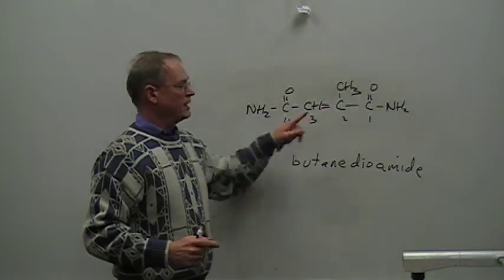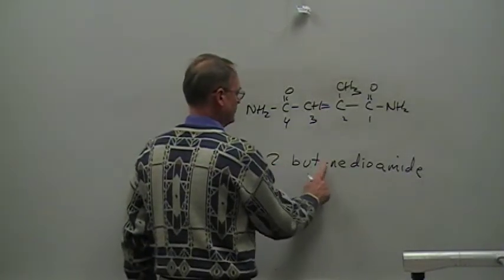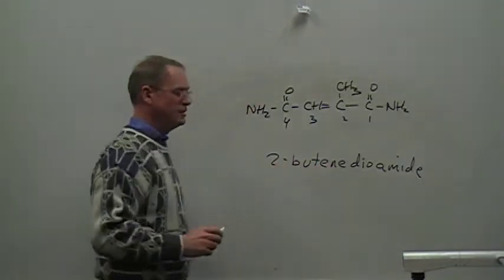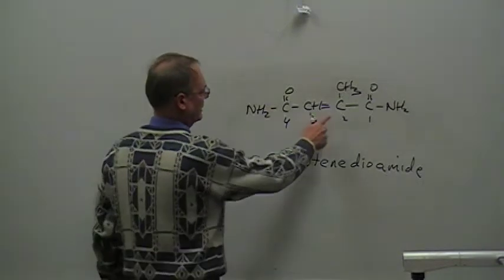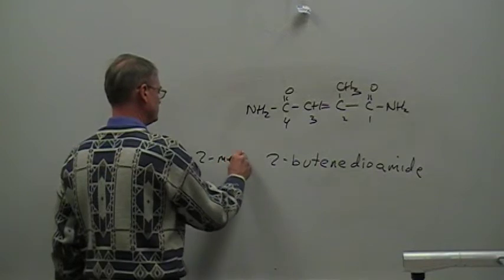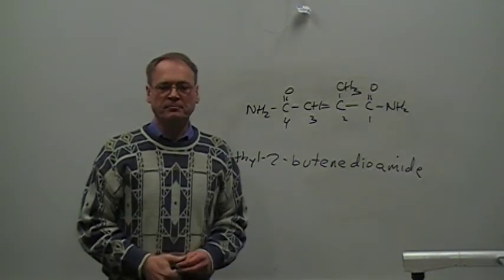Okay, so how do we indicate where the double bond is? We put a 2 in front of this name, and we change the A of butane to butene. So it's 2-butenediamide. And we also have to indicate that there's a methyl group at carbon number 2, so 2-methyl. Is that what you had written down?